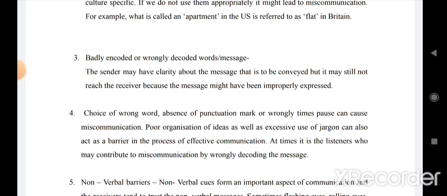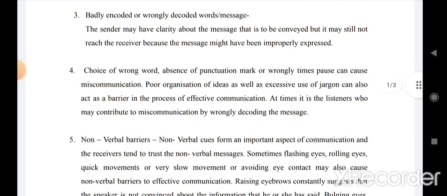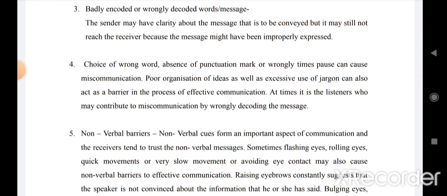Next, there is point number 4, choice of wrong word. There's absence of punctuation mark. Wrongly timed pauses can cause miscommunication. What do we mean by this? Like absence of punctuation mark. I'll give you the example of a sentence. Let's eat grandma. There are two sentences. The first one is let's eat grandma, and the second sentence is let's eat, comma, grandma.